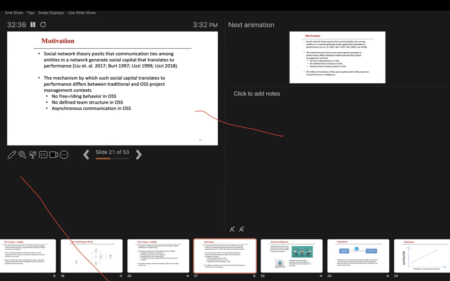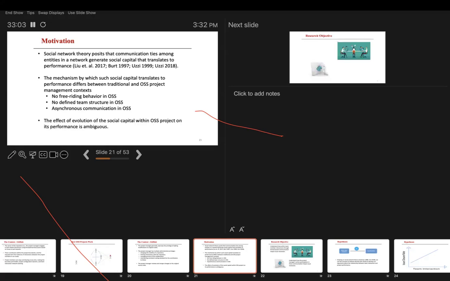But there's no such free-riding behavior in OSS because these people could easily leave whenever they want. It's not like they've been asked to be there. It's a voluntary contribution. There's no defined team structure. That's another difference in the assumptions between the two types of projects. And then asynchronous communication, which may not be completely distinct nowadays, because some traditional projects have now started having asynchronous communication. So that's probably partially true. But the first one is definitely quite different with respect to open source software projects compared to traditional ones.